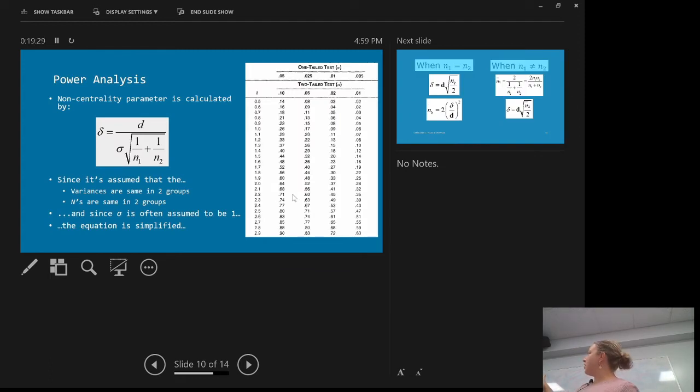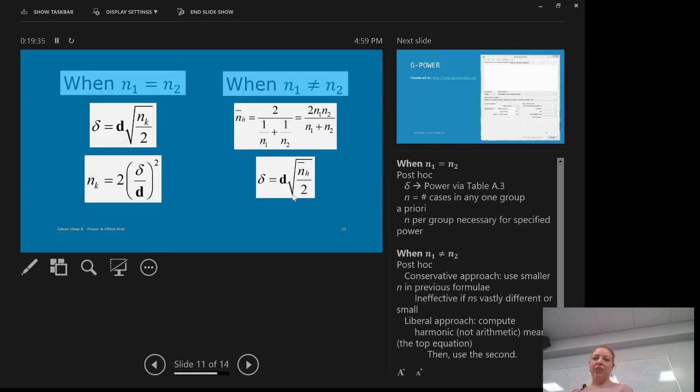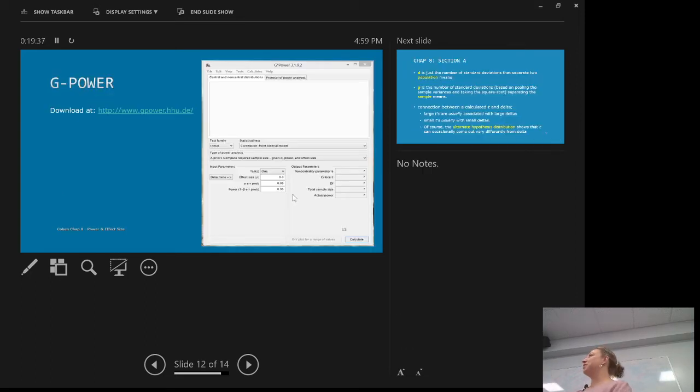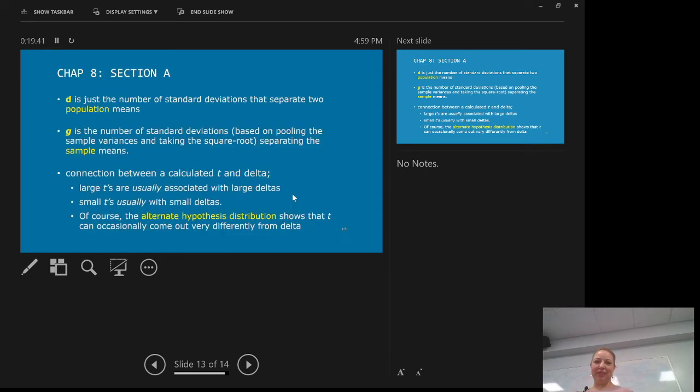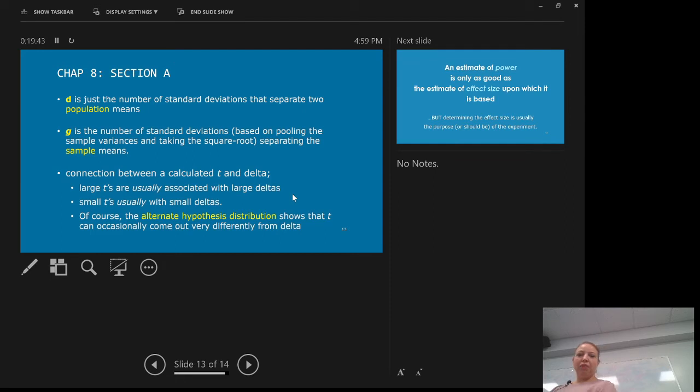So there is a table in your book, I think it's A3, and a formula for the non-centrality parameter delta, but we're not going to do that so much. We're going to use G power. Okay? So before I turn on G power and we figure out how to use it, we'll pretty much do the entire assignment, because why not?